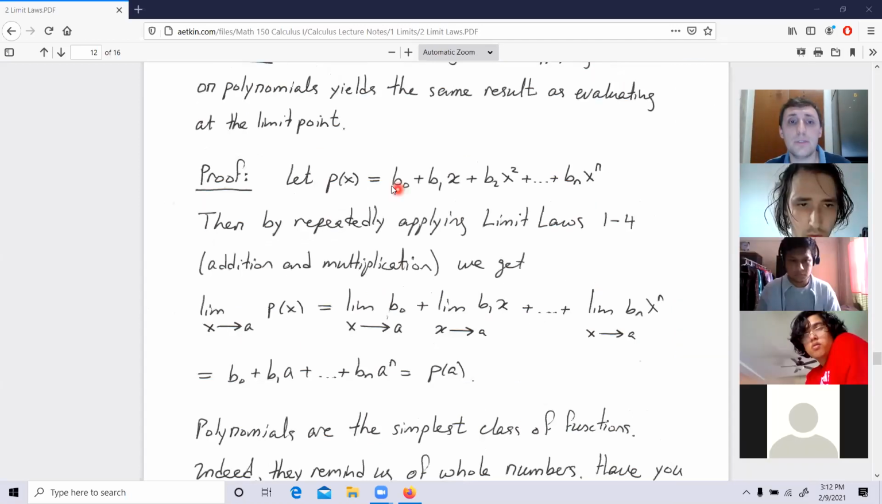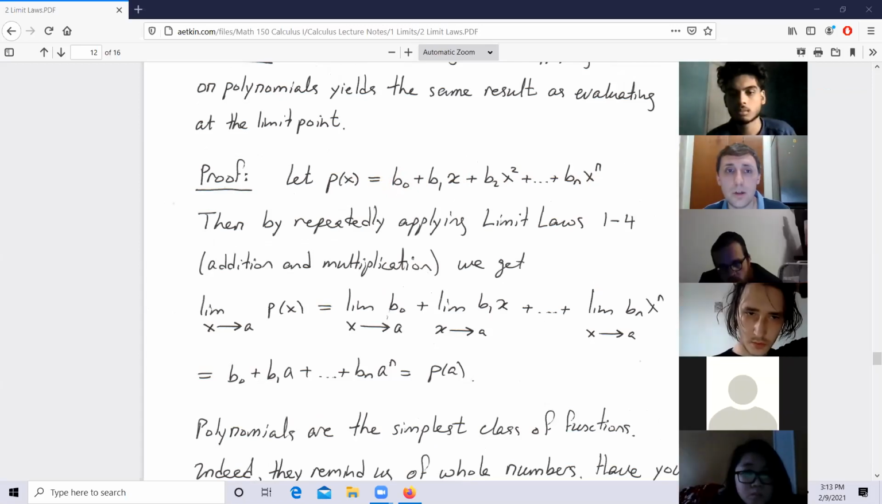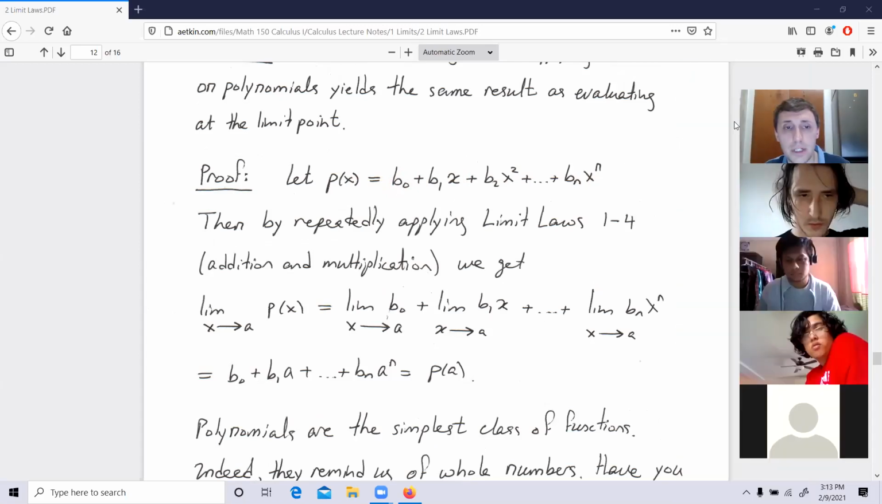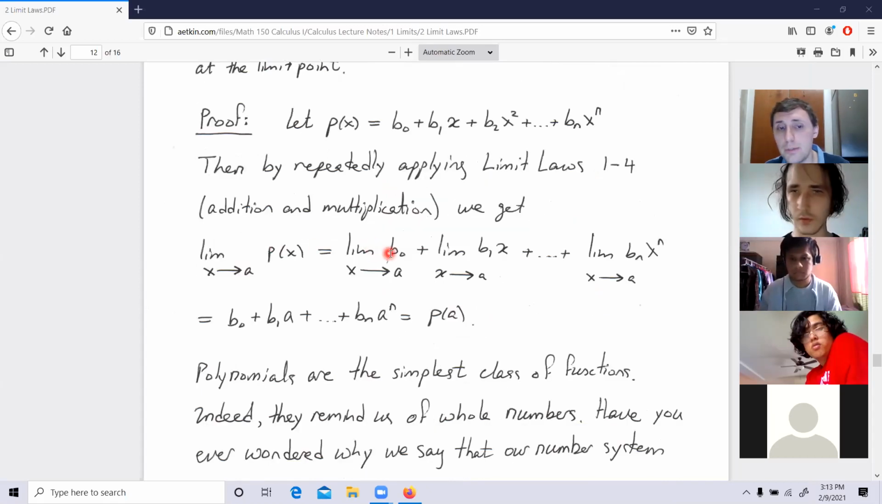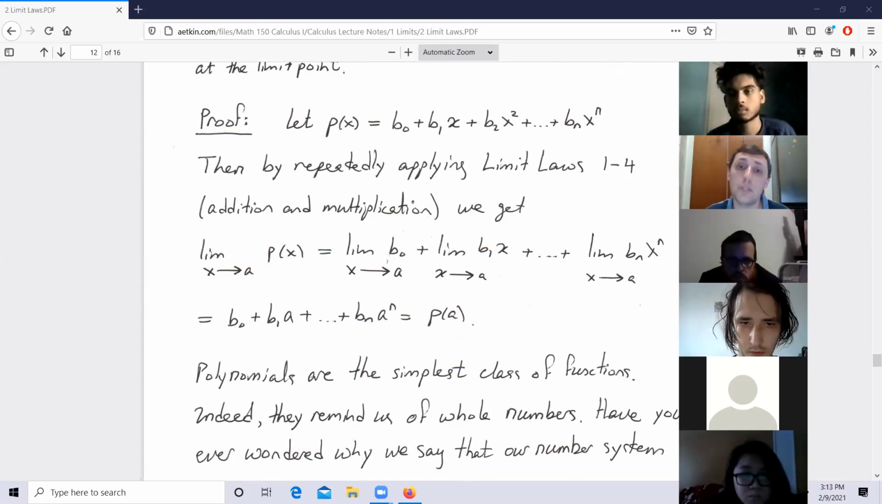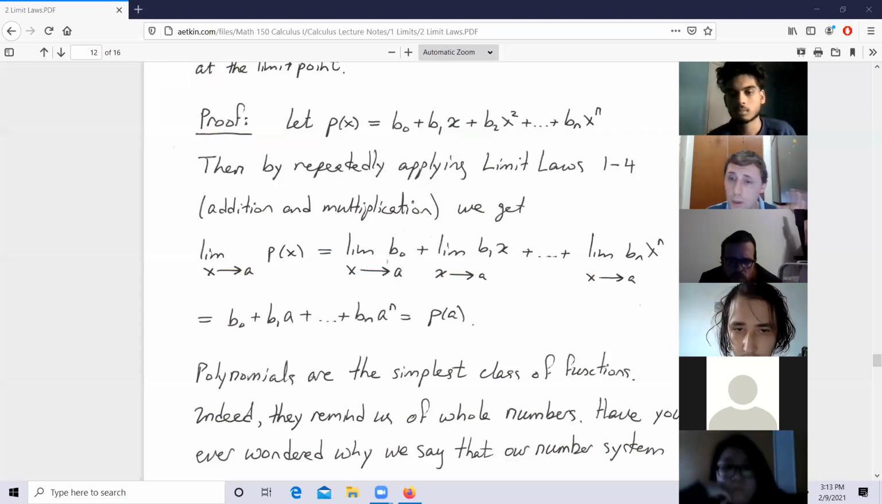So here is the proof. A polynomial can be written as b0 plus b1x plus b2x squared, up to bn x to the n. Agreed? So we use addition and multiplication. Now look at it. I can first use the limit law for addition and break it into the limit of each chunk separately, because the limit of the sum is the sum of the limits. That's kind of intuitive, guys. We can prove that if you have the interest and the energy. The limit laws are theorems. You have to prove them.